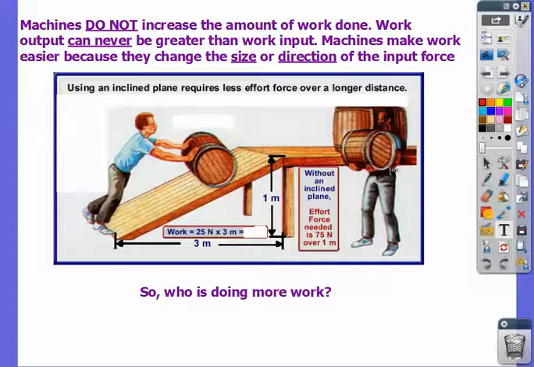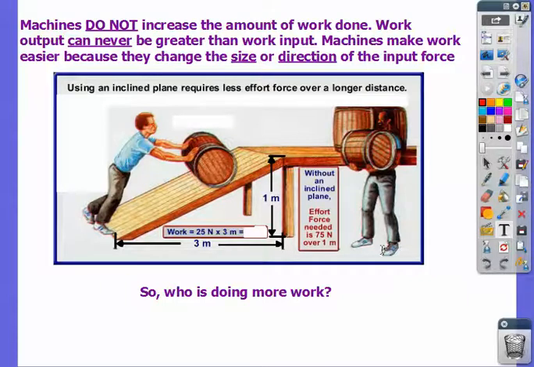The other gentleman over here, he's lifting the barrel straight up from the ground. He's not using the ramp. So in this case, because he's lifting the barrel, he's having to supply 75 newtons worth of force, rather than the ramp helping him with that force. But he only has to lift the barrel for 1 meter of distance straight up. He doesn't have to worry about the full length of this ramp. So it's also 75 joules worth of work, same as the gentleman that's using the ramp.